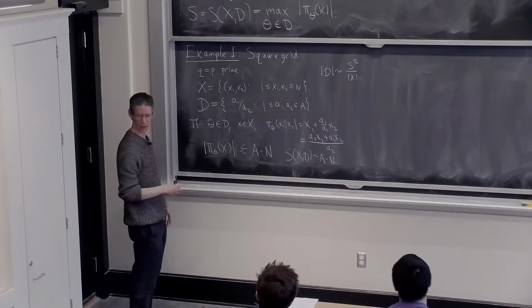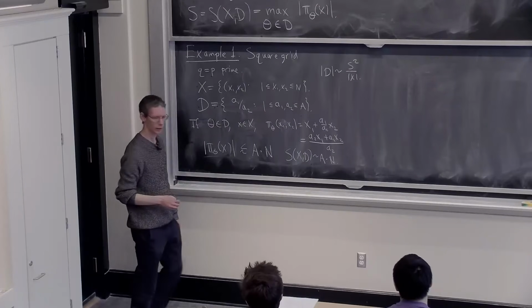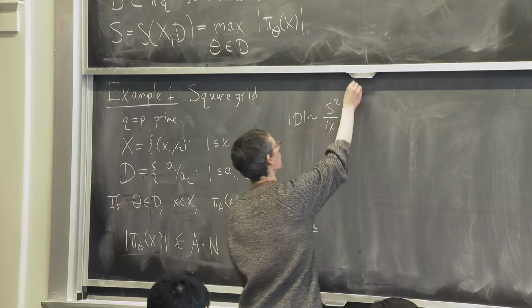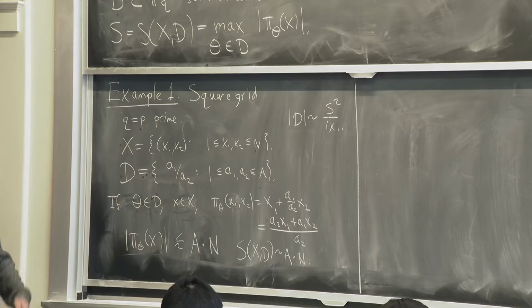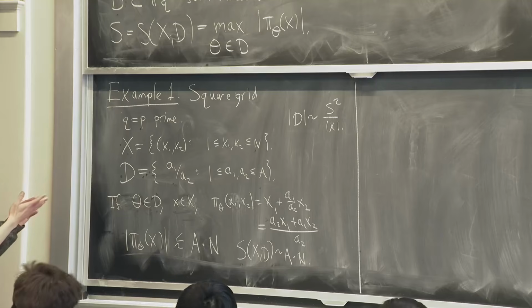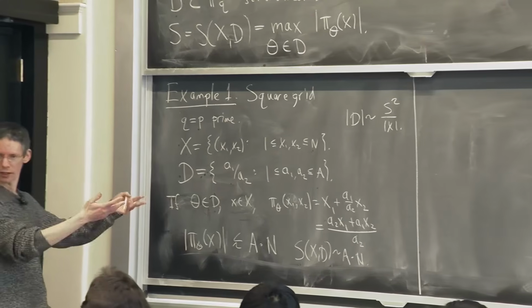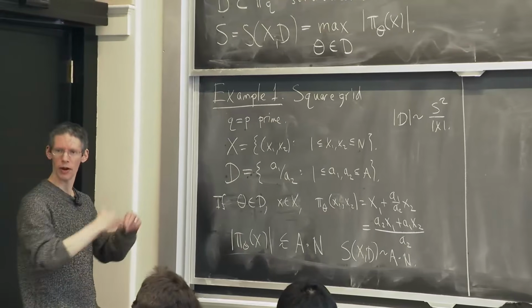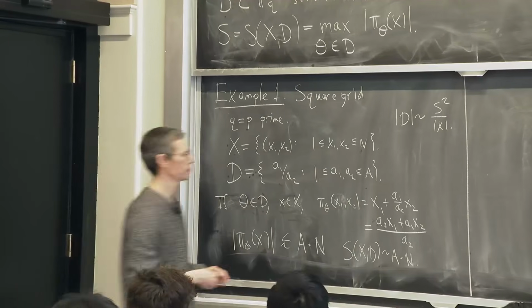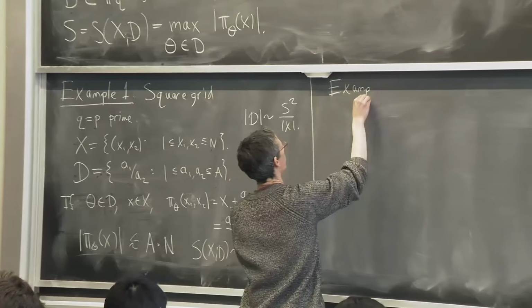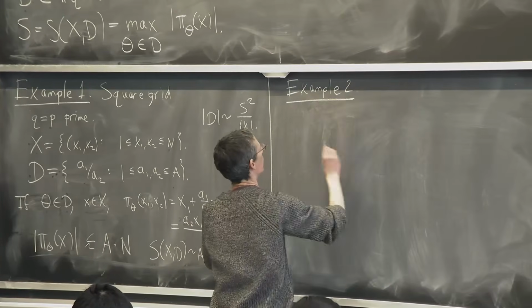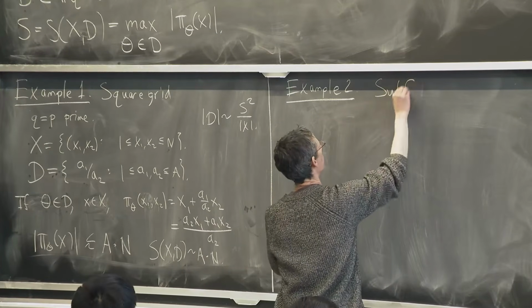OK, so that's how it works in an integer grid. And there's one more example that I thought I would mention, which we also mentioned last time. It's an example that comes from subfields. So if q is not prime, then F_p is an interesting subset of F_q, and F_p squared is an interesting subset of F_q squared. So this is called the subfield example.